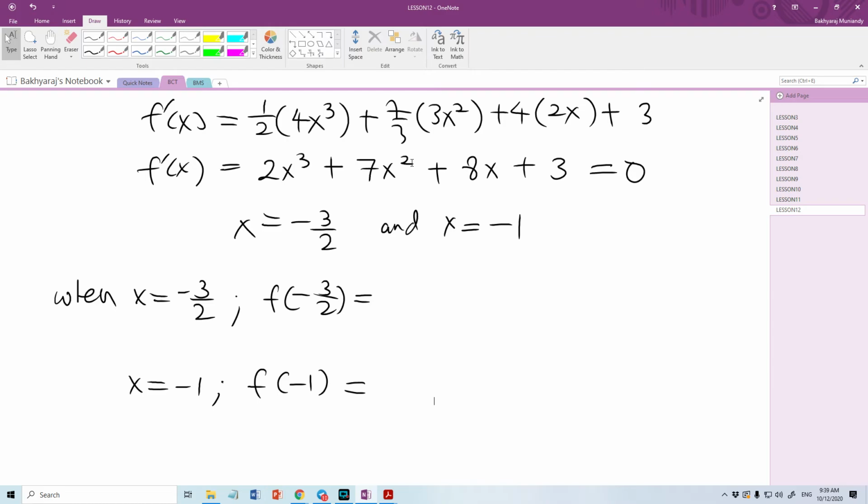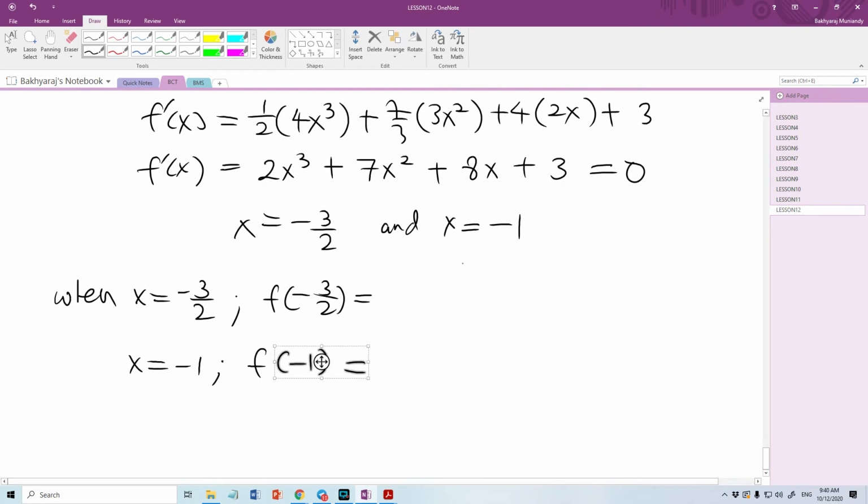So the first answer you should get is 37 over 32. Ada dapat ni? Dapat. 37 over 32. You should get this. How you get this answer, you should put into this function. Mesti kena masuk dalam function f(x).